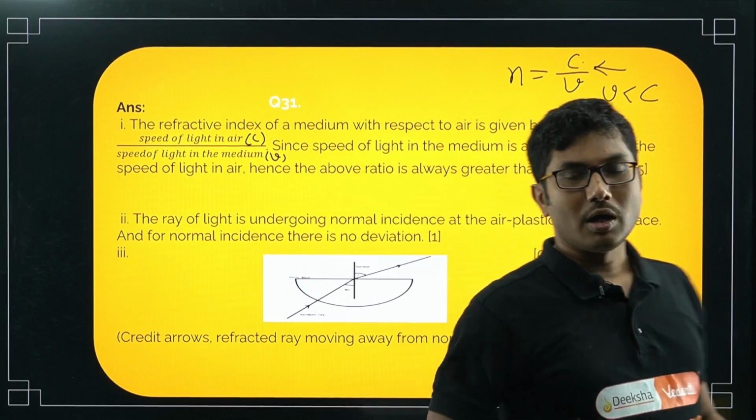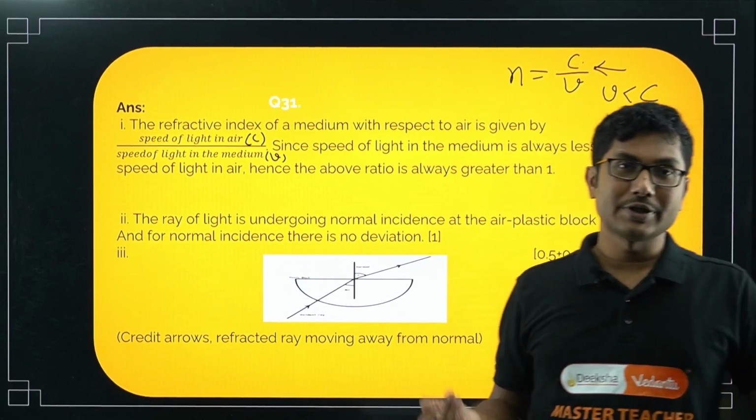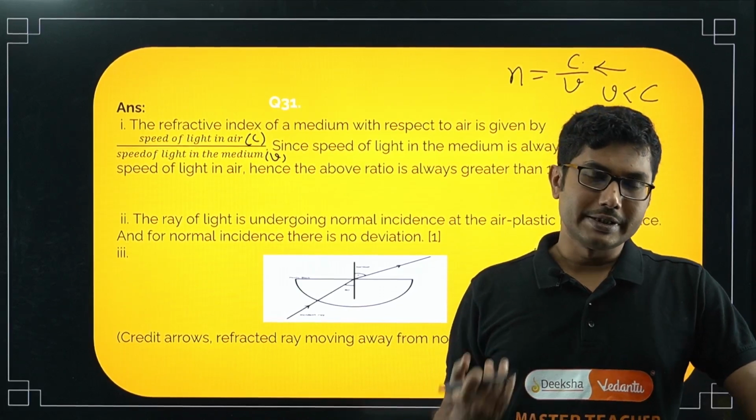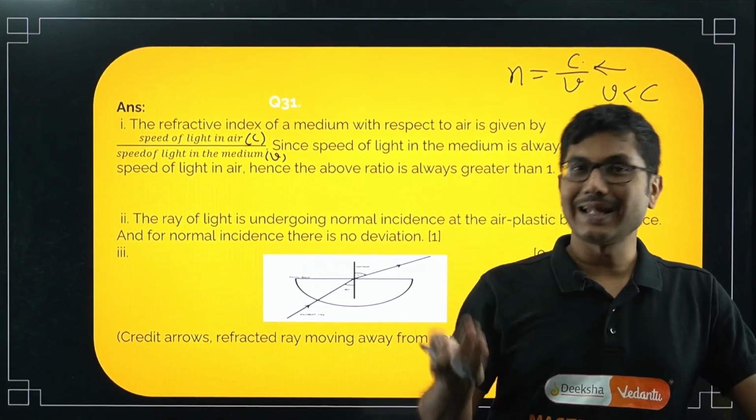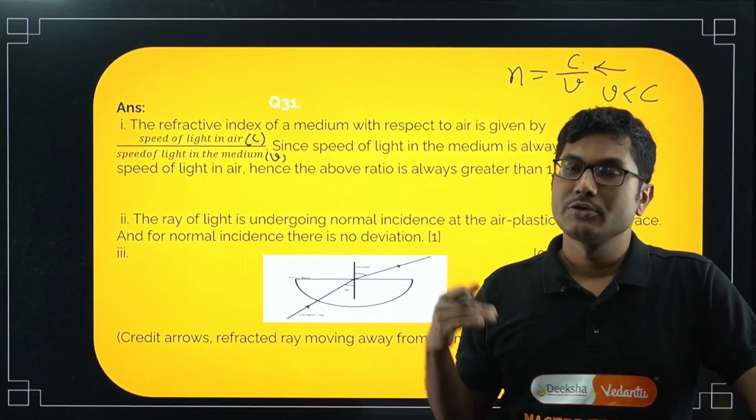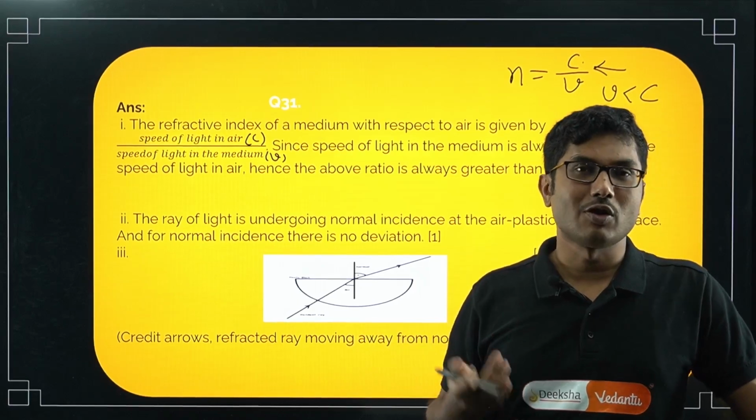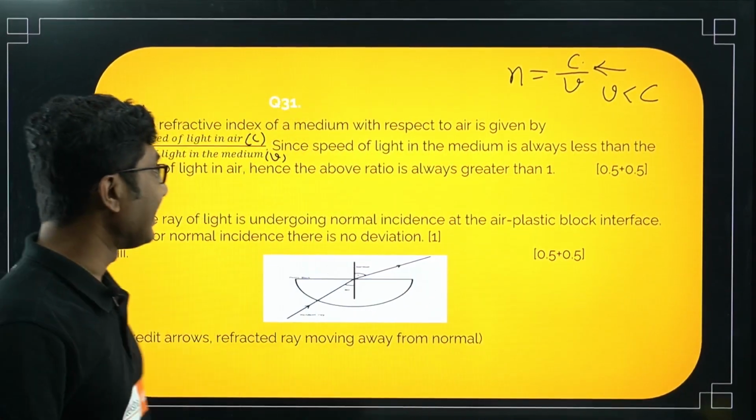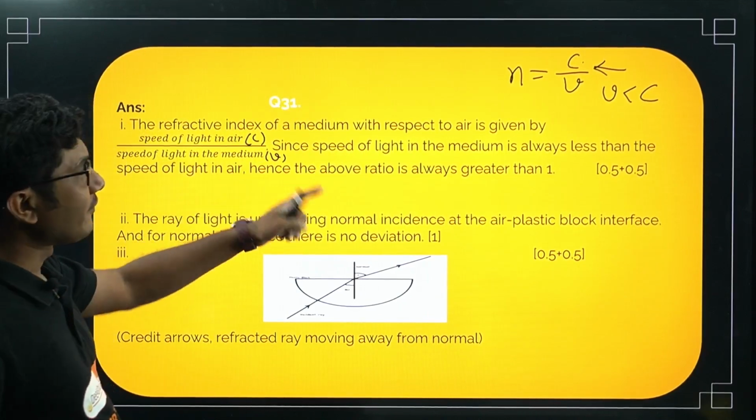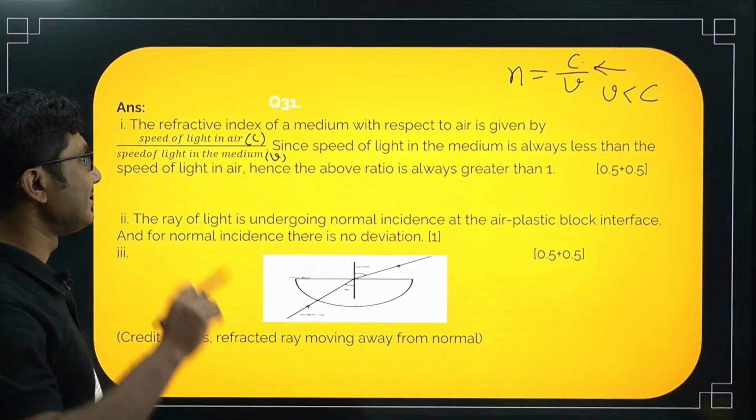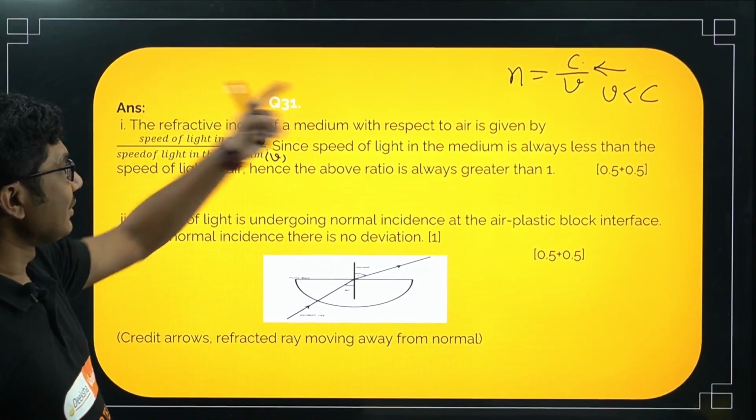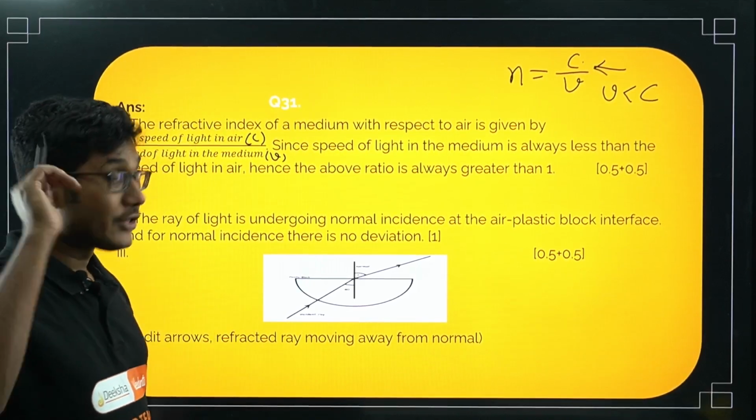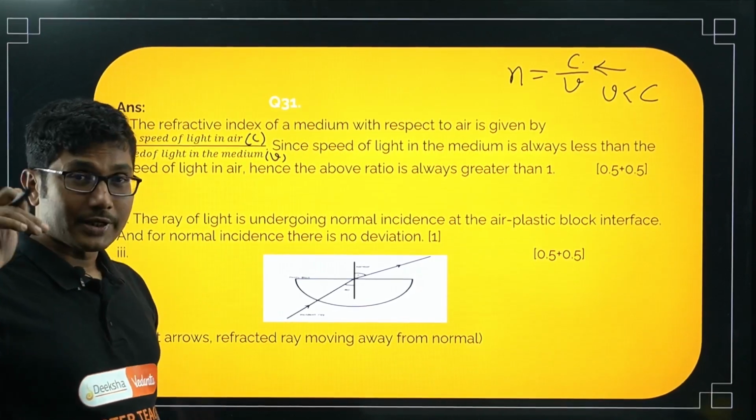So whenever we are measuring the refractive index with respect to air, it is a ratio of the speed of light in air divided by the speed of light in the medium. So that is why the refractive index of any medium with respect to air is always greater than 1. For this correct explanation, you will get 0.5 plus 0.5, so 1 mark. First you have to write this equation, and then for the explanation you get 0.5. For the equation 0.5 mark, for the explanation 0.5 mark.